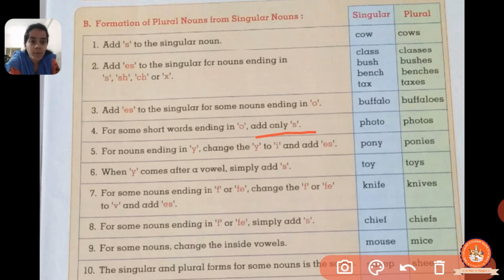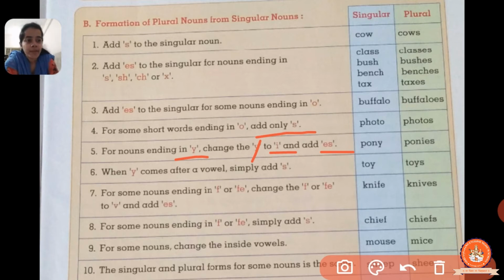Then we have the next one, fifth point, which says for nouns ending in y, change the y to i and add es. So it's very simple. We have some nouns which end with y. So what we will do? We have to just remove that y, and instead of y, we will write i. And after adding i, we have to apply our same rule, that we have to put es at the end of that noun. So if it's pony, then for plural we will remove the y, add i over there, and our same rule es. So pony, ponies, for converting into plural.